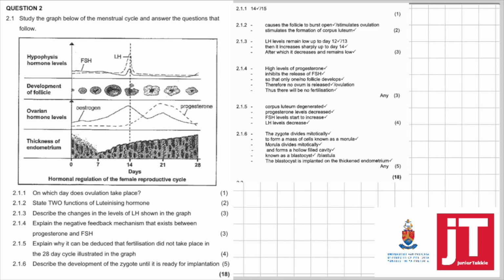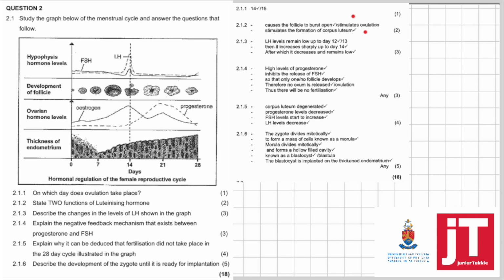Now, we look for the bursting of the Graafian follicle and the peak of the LH. So for me, it looks like day 14, but I see the memo also accepts 15 as well. 212. State two functions of luteinizing hormone. What does luteinizing hormone do? Luteinizing hormone causes the Graafian follicle to burst. So it's responsible for ovulation. Also is responsible for the formation of the corpus luteum.